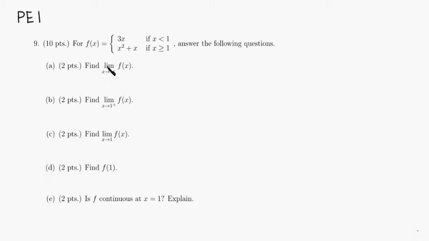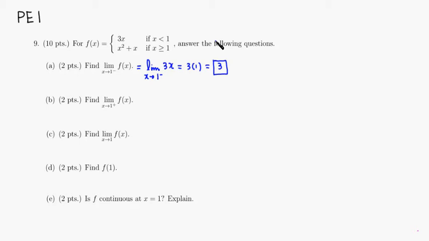If you are approaching 1 from the left, so x is less than 1, we need to use the top formula. So this is going to be the limit of 3x as x approaches 1 from the left. Since this is just a linear function, you can just plug in. So it's going to be 3 times 1, which is 3. Right? So we got that.